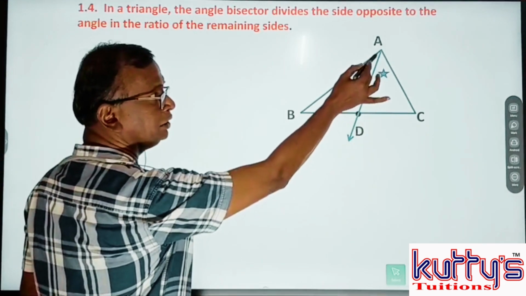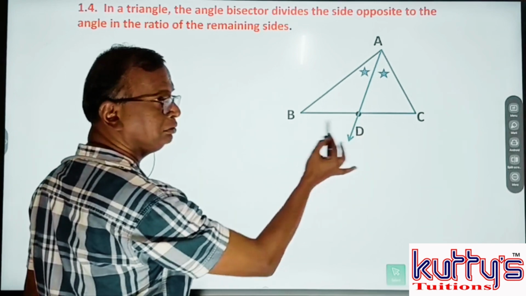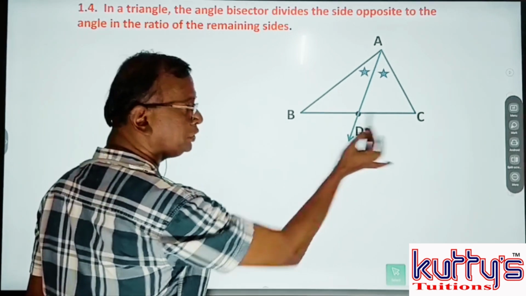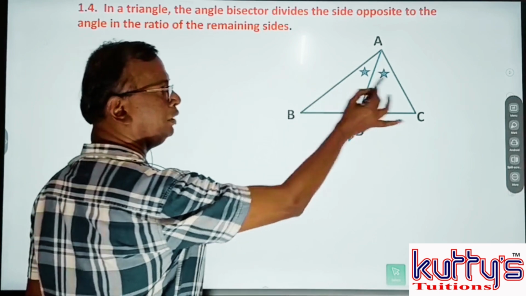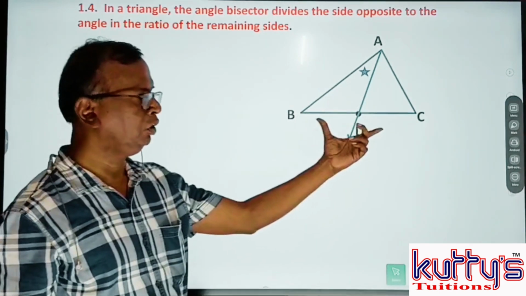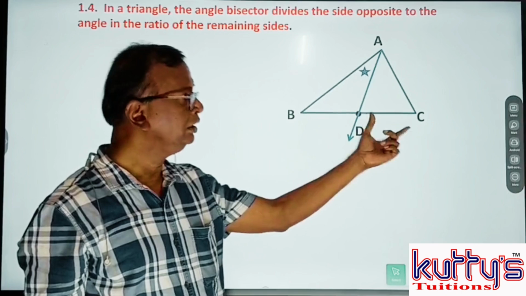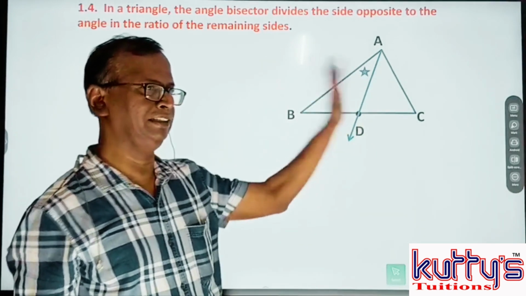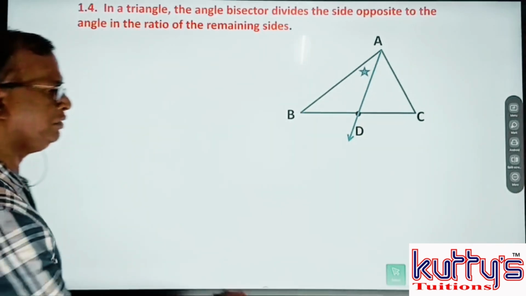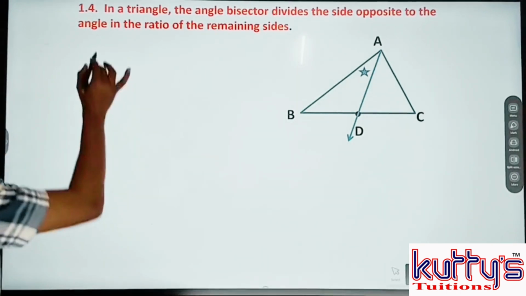So, this is the bisector. Which is the opposite side here? This one. So, the ratio of these two is equal to the ratio of the remaining sides. Means, what is the ratio here on BC? BD upon DC is equal to what? AB upon AC. That is the theorem. So, what is given here? In a triangle.